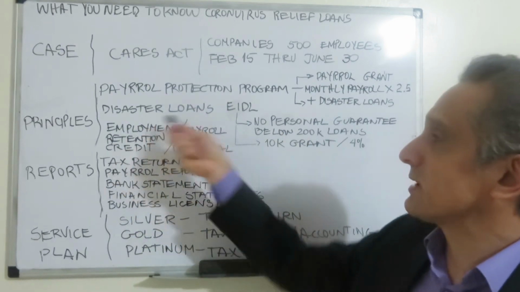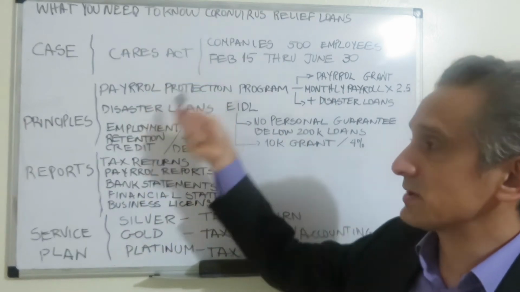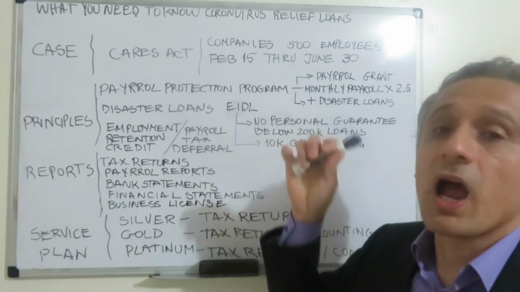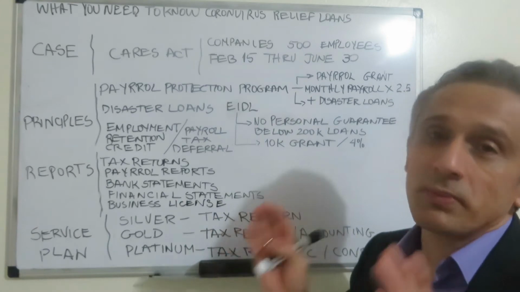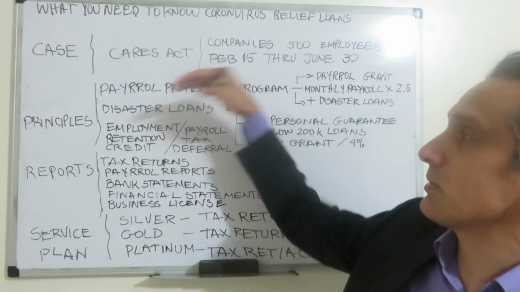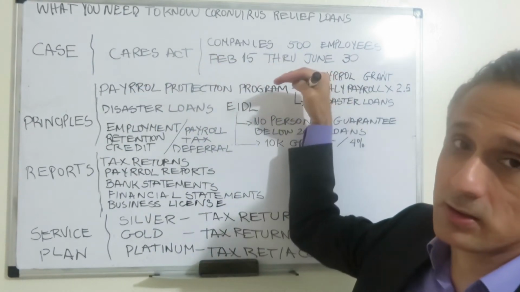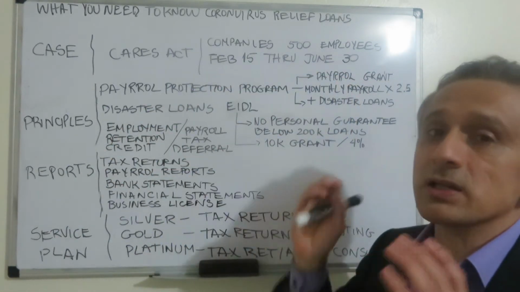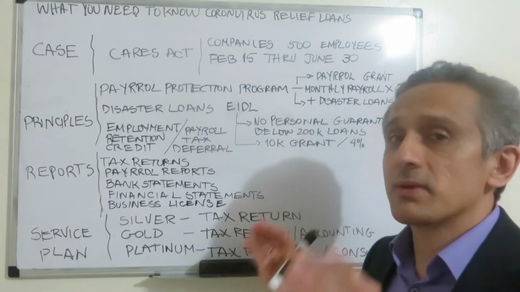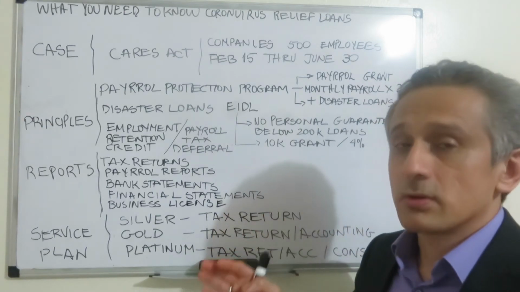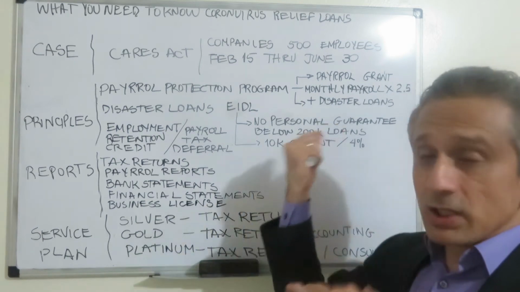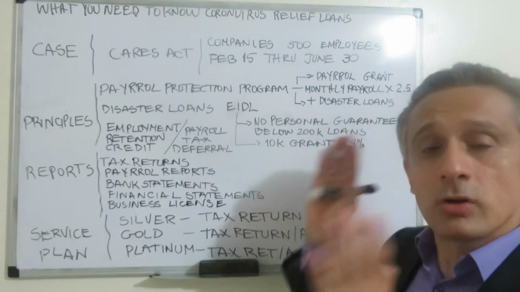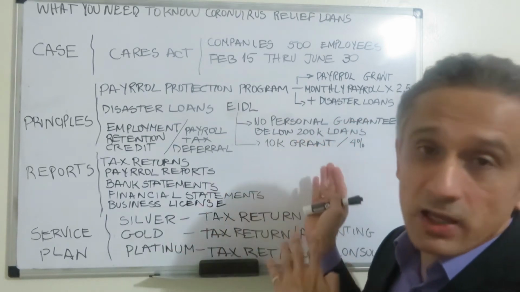The second type of loan that the CARES Act provides is also the famous disaster loan. These disaster loans are given through the Small Business Administration. So remember, the Payroll Protection Program is through the bank, and there is a grant here. Disaster loans are given through the Small Business Administration website. And the key to this program is that you also have a grant, a $10,000 grant.